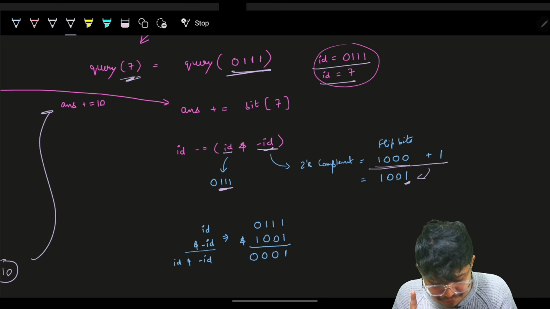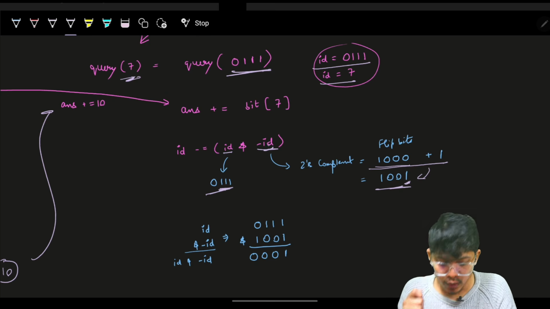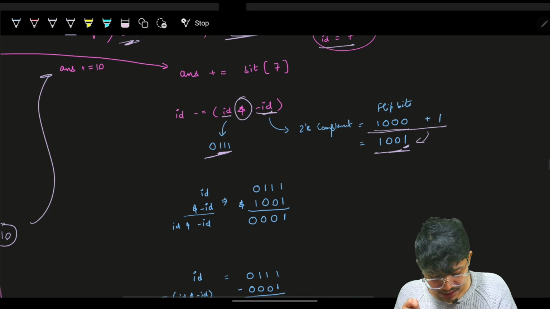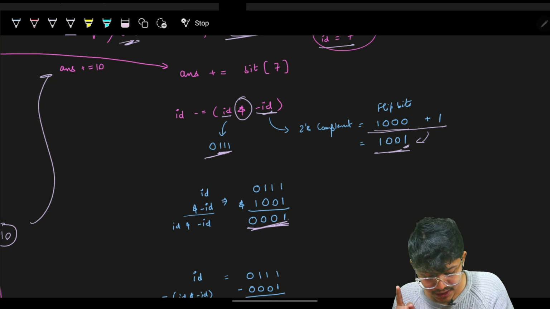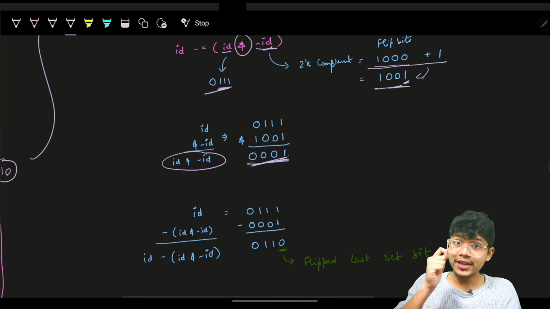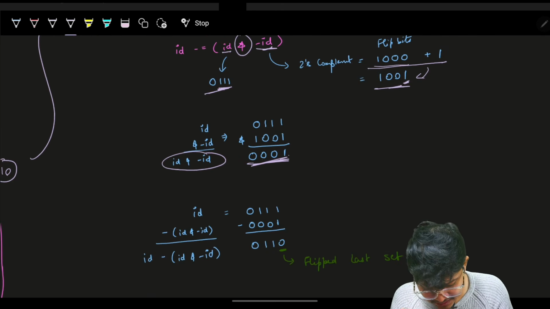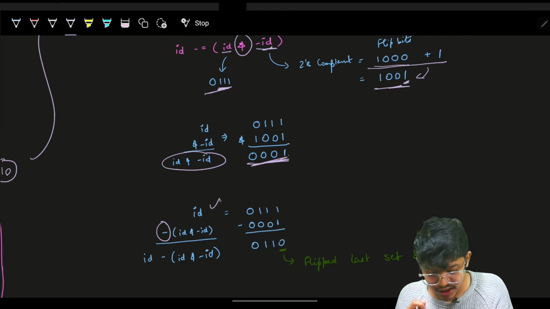Now when you have this and this, simply do an AND operation between them. After doing the AND operation, I have got this specific value, which is 0 0 0 1. This is the AND value. Now when you have got this value, simply subtract this AND value from the original ID. The original ID was 0 1 1. Remember that fact.